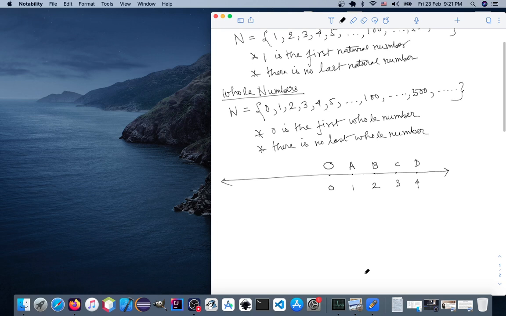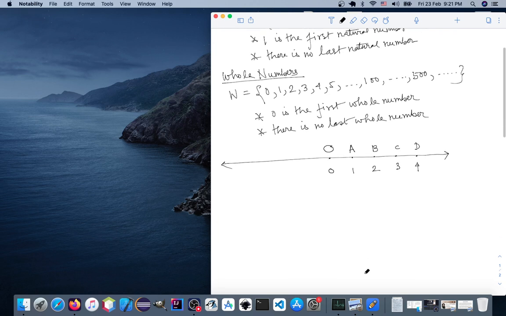Now come the integers. Now, what are integers? All this you have already learned in the previous classes. I'm just recalling them.